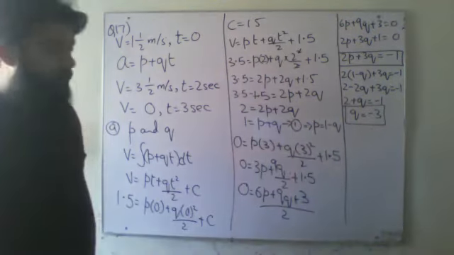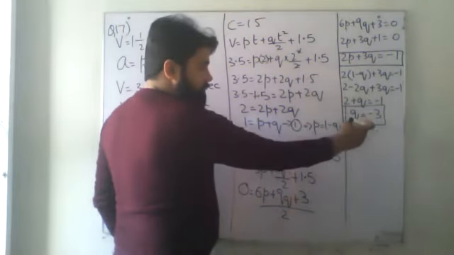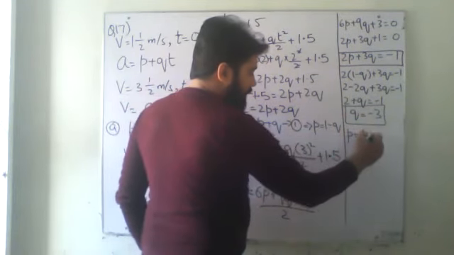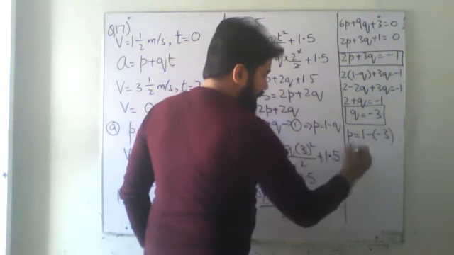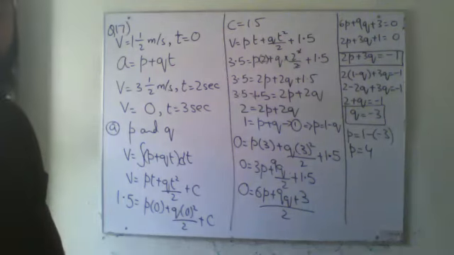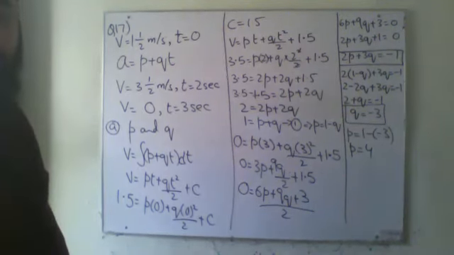Okay, I'm going to take this value of Q equals minus 3 and plug it over here. P equals 1 minus minus 3, and the value of P is coming 4. This will be your final answer for this part.